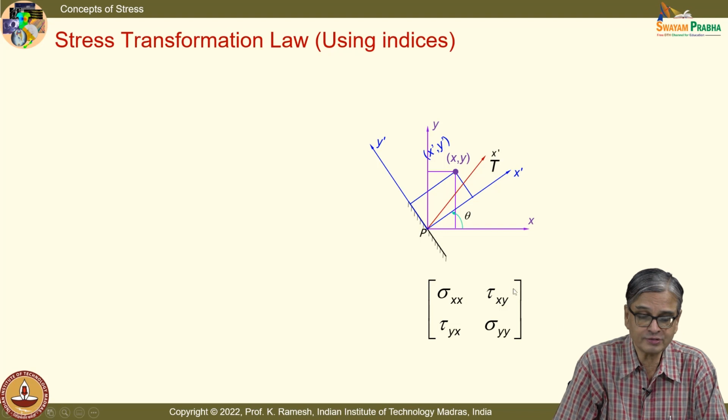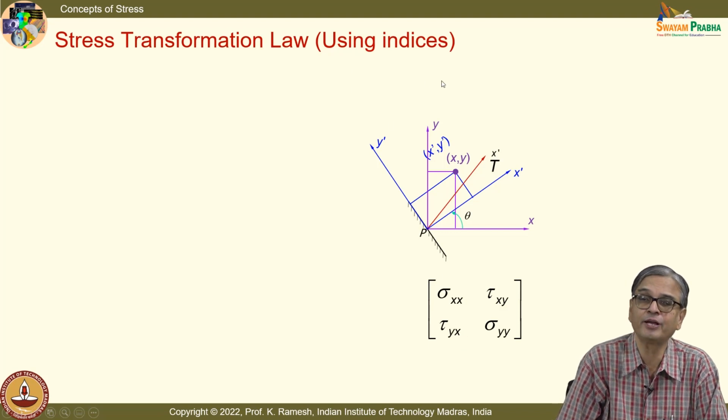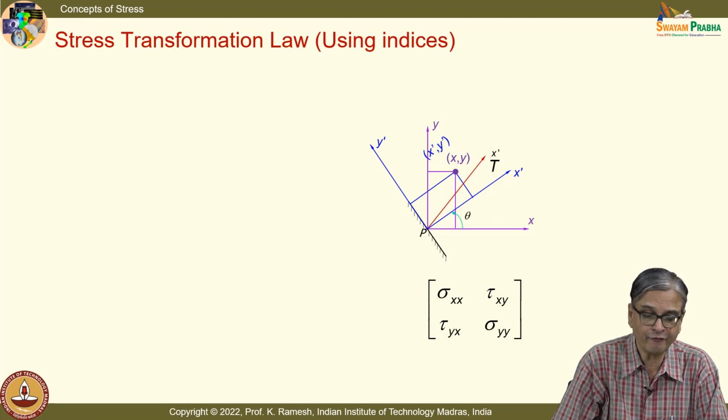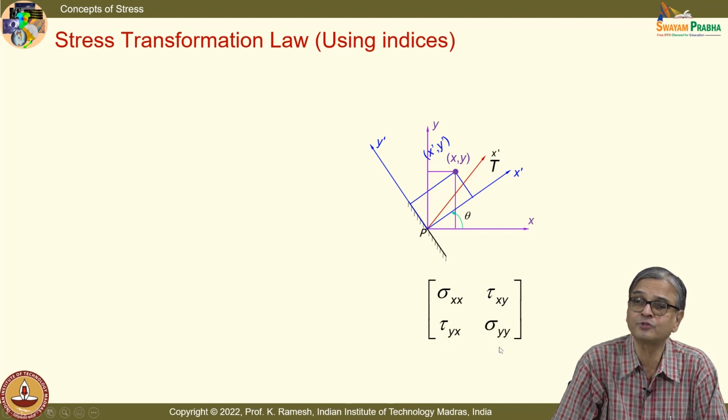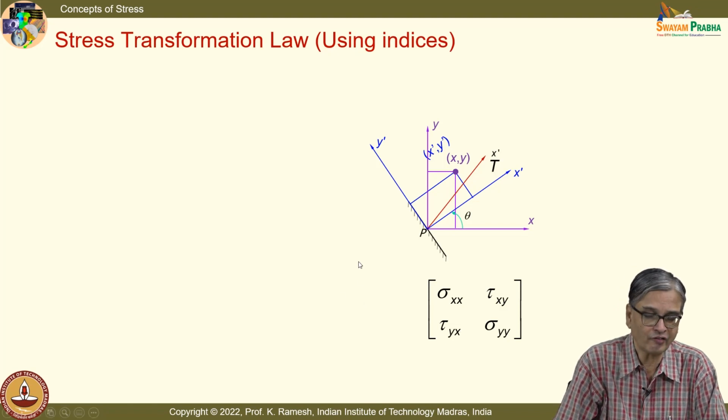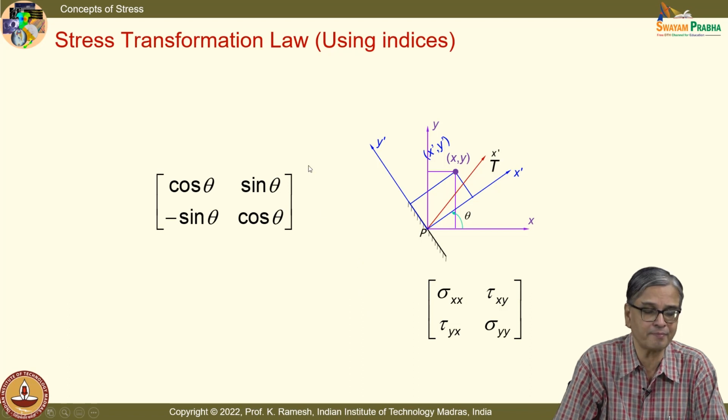I have not used the equality of cross shears. I have said this is tau xy and this is tau yx. So, when I use indices to calculate sigma x prime, I will have 4 terms in the expression, and all these 4 terms should appear without using the advantage of equality of cross shears. What is important here is that I should write the stress transformation, the vector transformation matrix, the rotation matrix, properly.